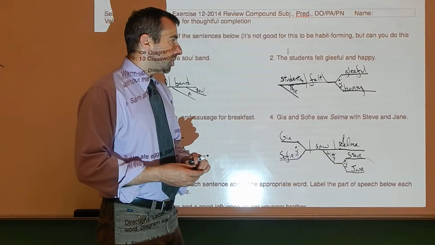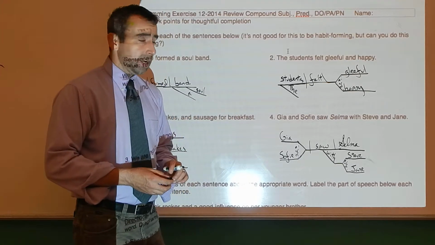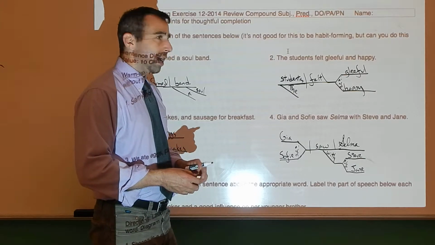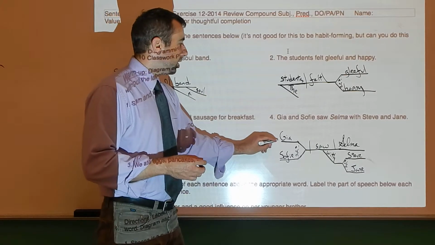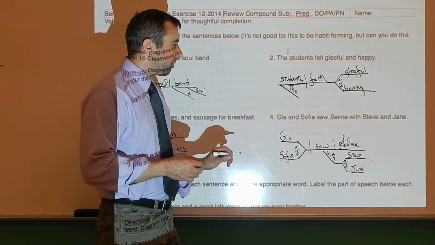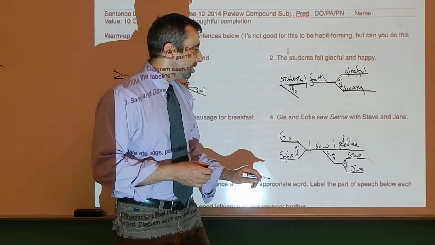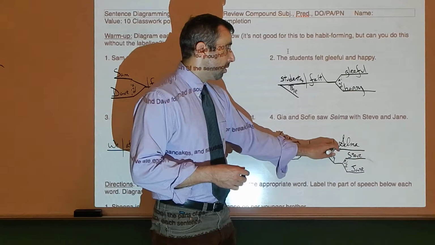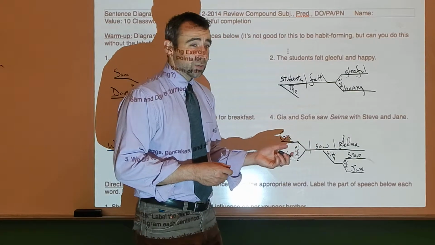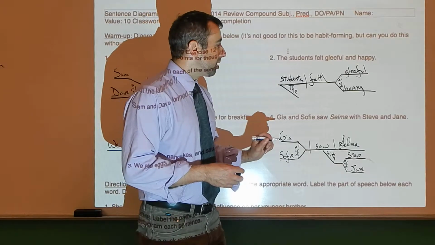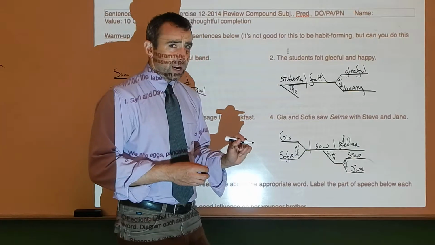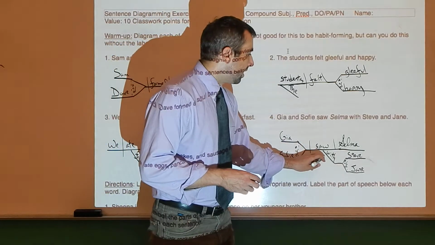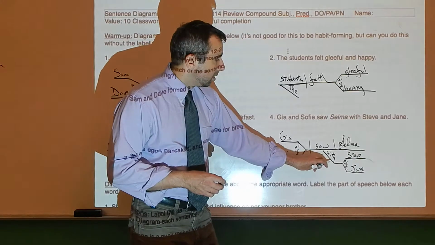Gia and Sophie saw Selma, that's a movie, you should see it, with Steve and Jane. And here's something you haven't seen before. Gia and Sophie, okay, 2 subjects, so far so good. Saw, action verb, Selma, direct object. Well, here's something you might not have seen before, and that's a cursive capital S. That's what that looks like. But here's the thing that's grammatical that you may not have seen before. With Steve and Jane. Check it out.